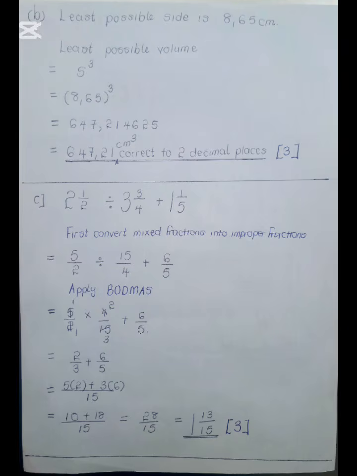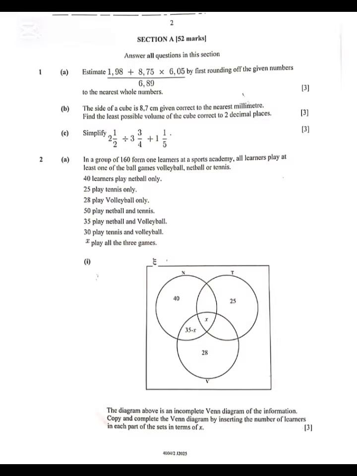So 8.65 to the power of 3, we get 647.214625, and we need to round this answer correct to 2 decimal places for us to get 647.21 cubic centimeters. And then part C, 2 1/2 divided by 3 3/4 plus 1 1/5.